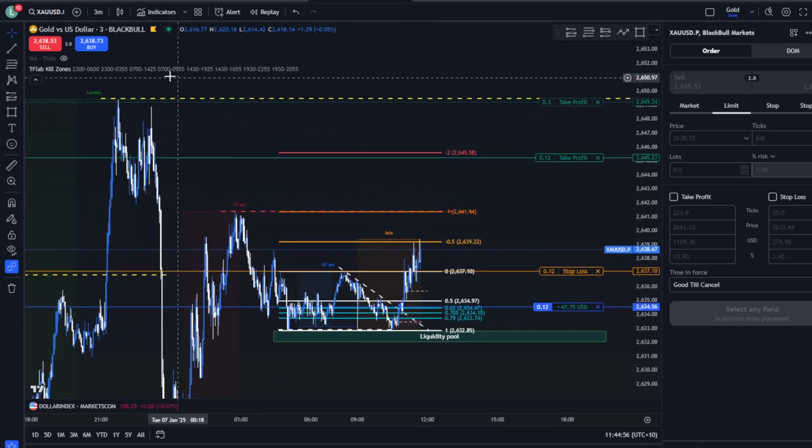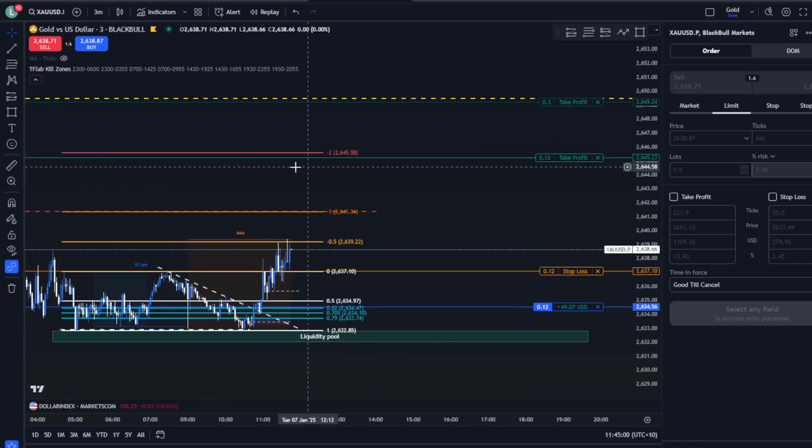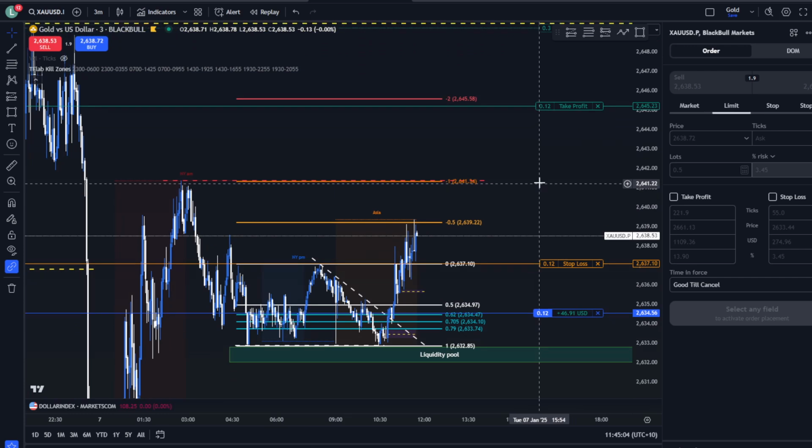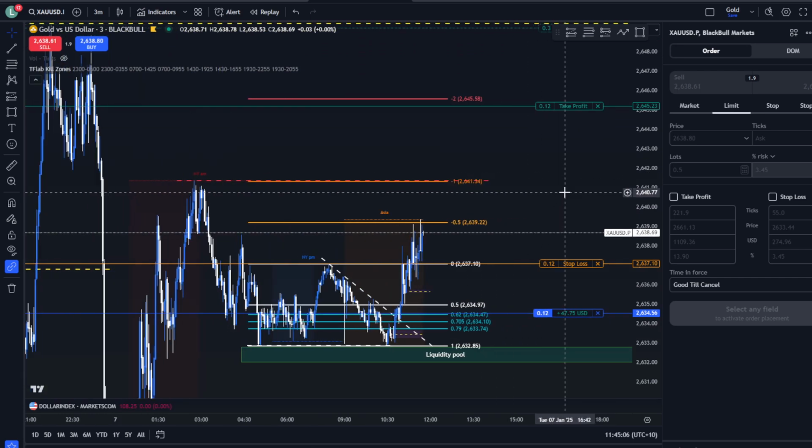that is the daily highs up here. So if we do head for that, that will get hit, but yeah, that might happen in London session. So this trade might be going for a little while.